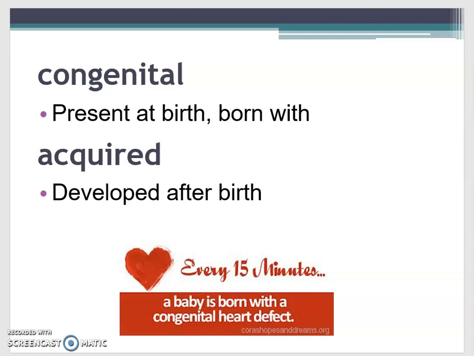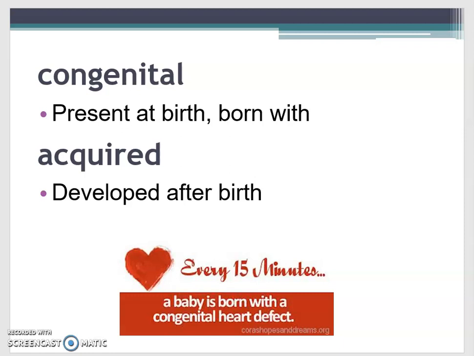Congenital means present at birth or born with. Acquired means developed after birth. So if you were born blind, it's congenital blindness. If something happened to your neurological system when you're 10, 12, or 60 and you lost your vision, you would have acquired blindness. So either you're born with a disease state, God forbid, then it's congenital, or you acquire it during your lifetime.